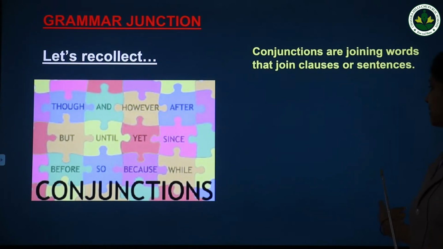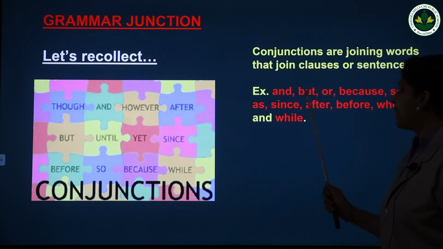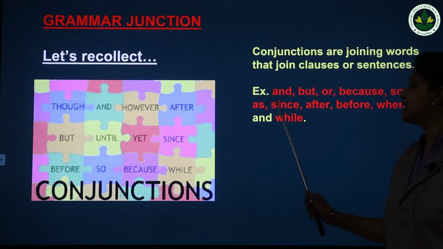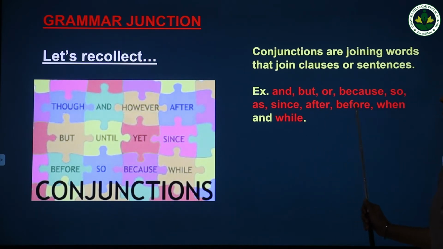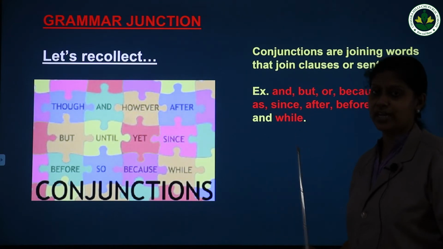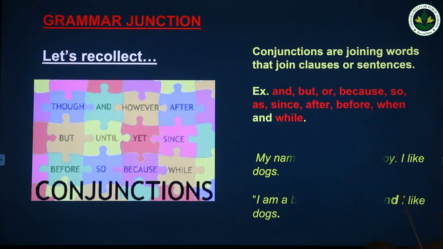Okay, I'll give you some examples. And, but, or, because, so, as, since, after, before, when, and while. These are examples of conjunctions. Okay, let me check another example.